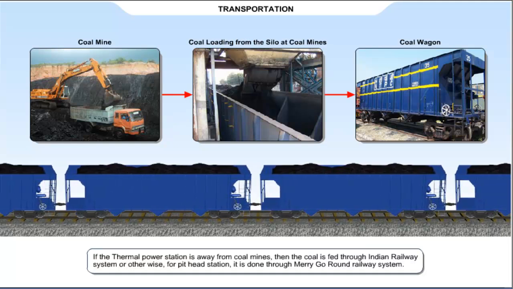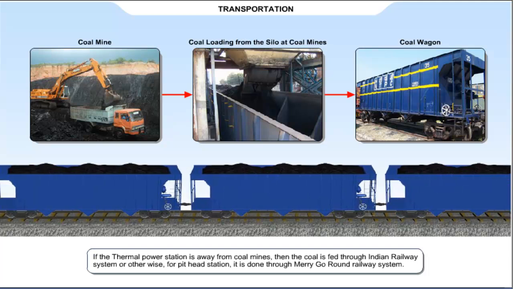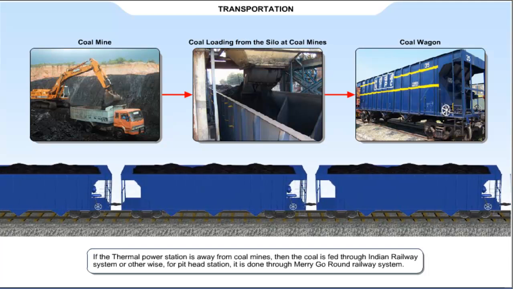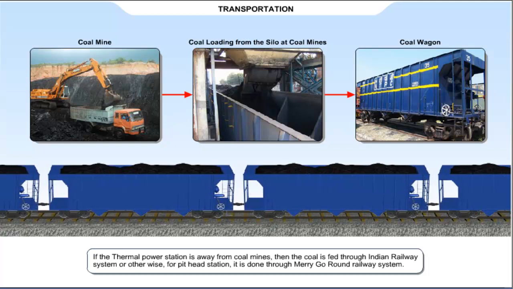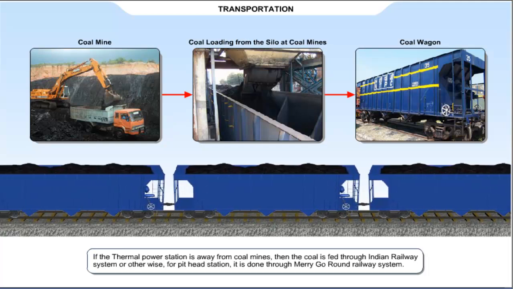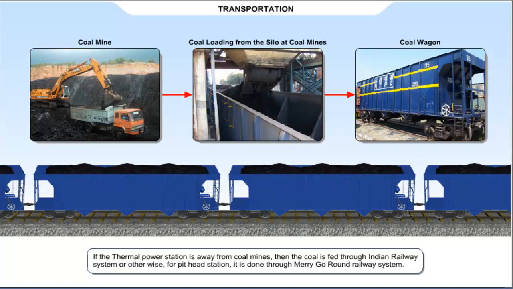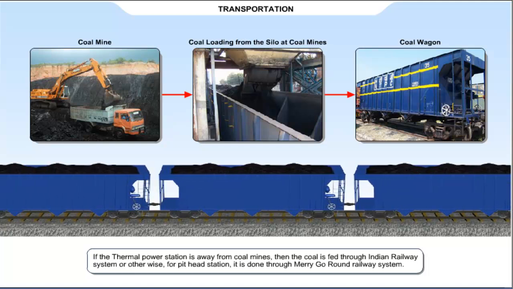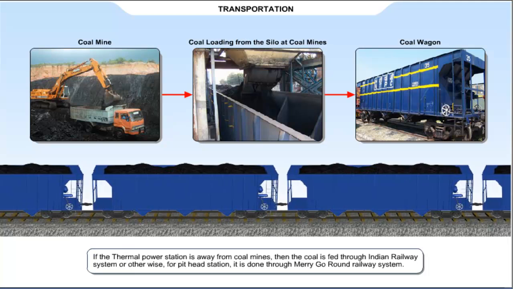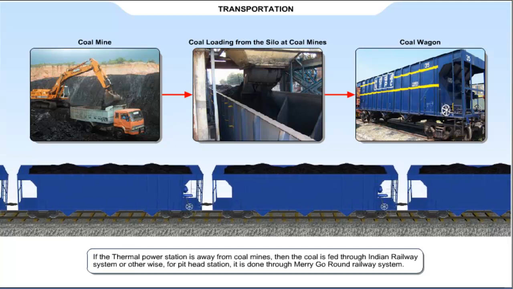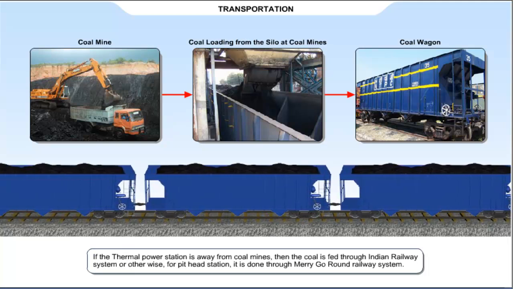If the thermal power station is away from coal mines, then the coal is fed through Indian Railway system, or otherwise for pit head station it is done through merry-go-round railway system. A 500 megawatt steam generator consumes about 8,000 tons of coal every day.